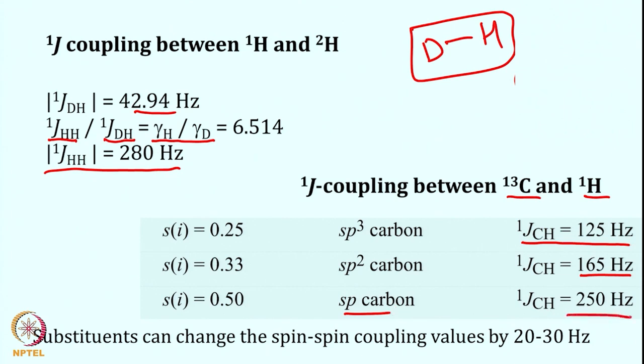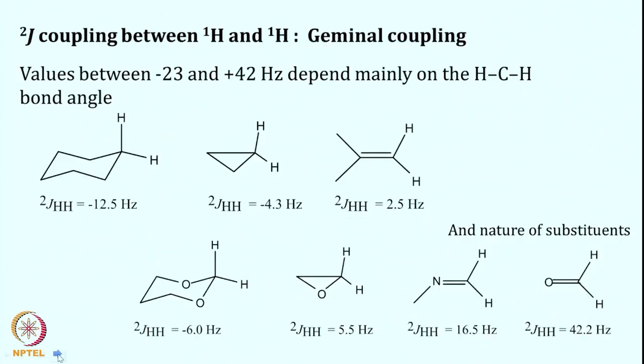You can look at methane, which is sp3 hybridized with four protons attached; in this case it is 125 Hz, and as you increase the s contribution, the coupling constant strength increases. Another thing that affects the coupling strength is the substituent, which can change the spin-spin coupling value by 20 to 30 Hz. This was just an example of one-bond coupling, homonuclear and heteronuclear.